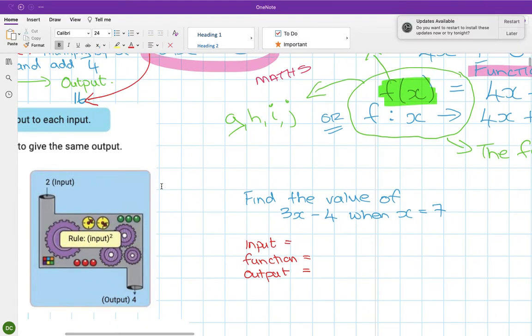Here's a little example here. Find the value of 3x minus 4 when x is 7. Okay, so the input is the number you're going to put into the function. So the input is 7. The function, or the rule, is that you're going to multiply it by 3 and you're going to subtract 4. So it's 3x minus 4. And then we need to get that output. So we're going to take 7, we're going to multiply it by 3. 7 times 3 is 21. And then we're going to minus 4. So 21 minus 4 is 17. And that's your output.